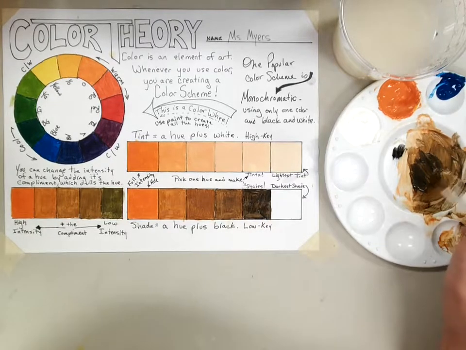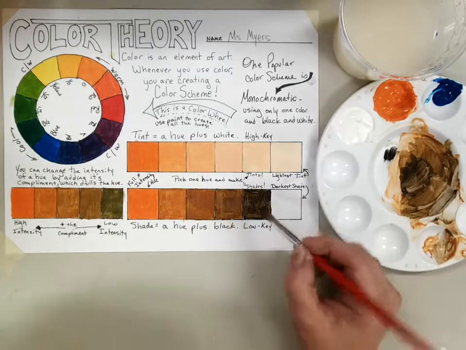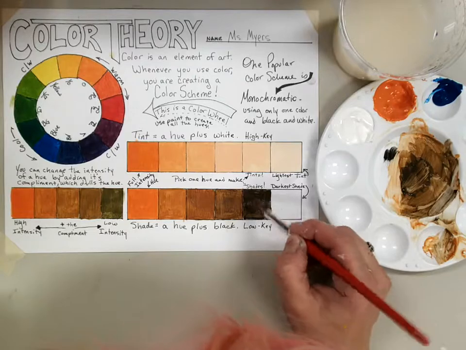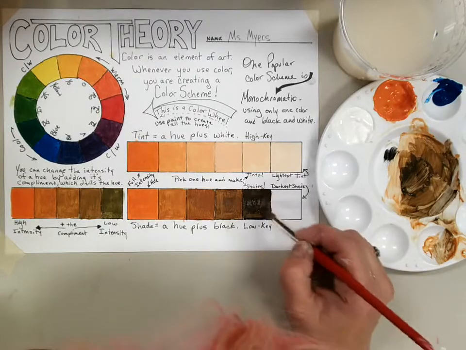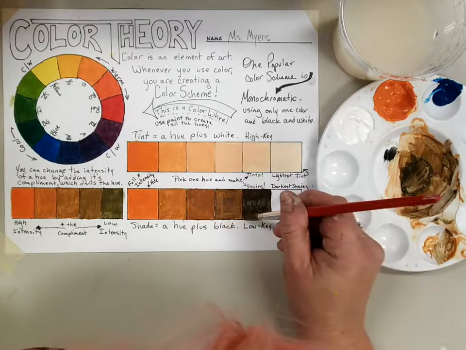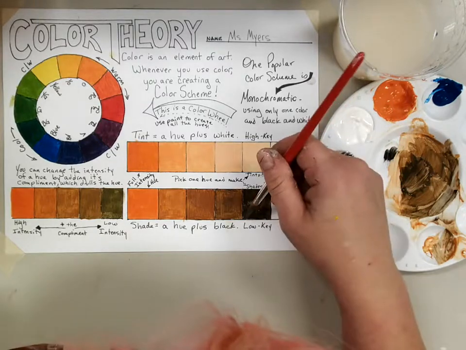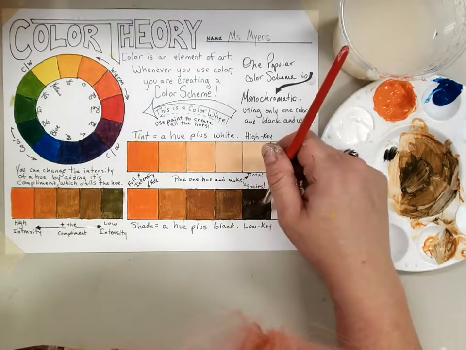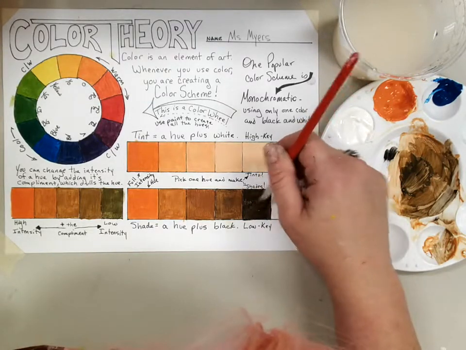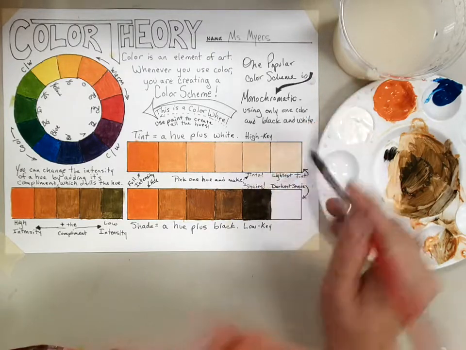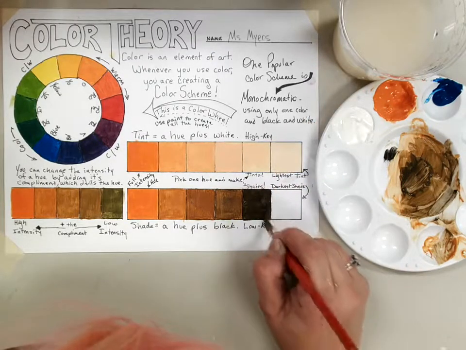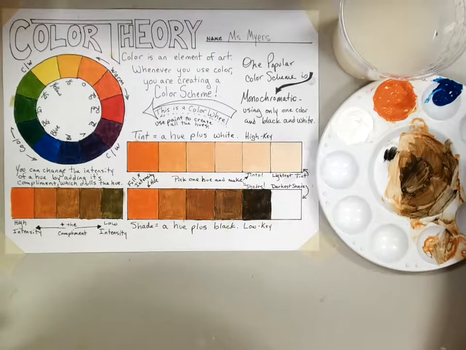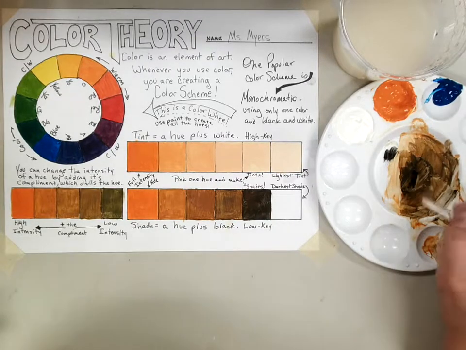So I don't have that very smooth, so I'm going to get some more of my paint here and go back before I continue on. I feel like I'm getting messier. Alright, and then I'm going to add my last tiny bit of black for that last one.